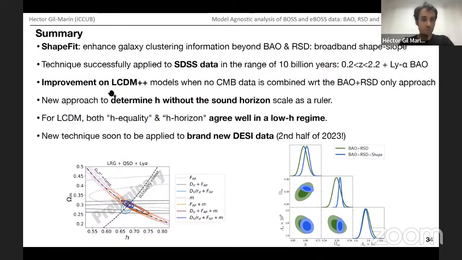And again, these two age measurements, if you want to call it age equality, the one coming from the shape and the other age horizon coming from the BAO, they agree very well within the low age regime values, so around 67, 68. And hopefully we will soon see these new techniques applied to DESI data, which should be public in the second half of next year.